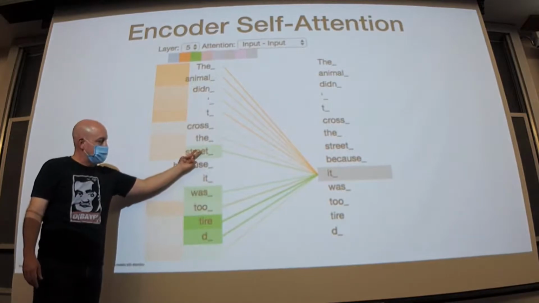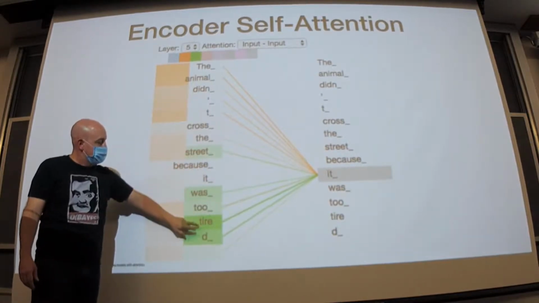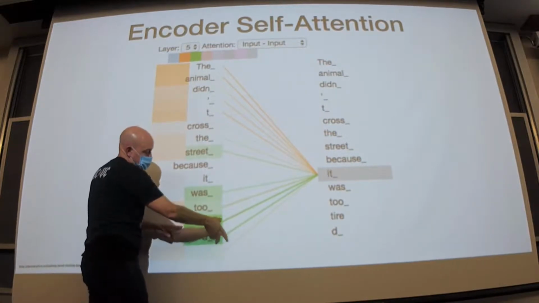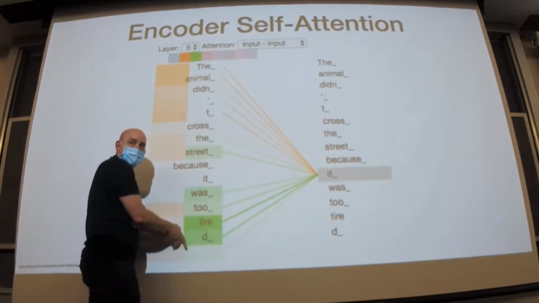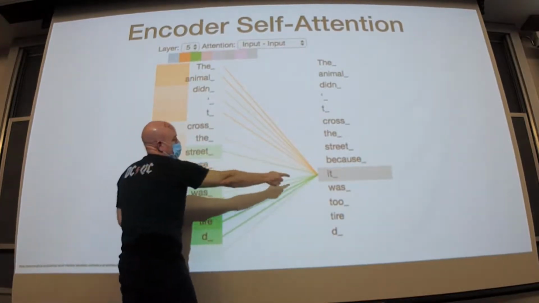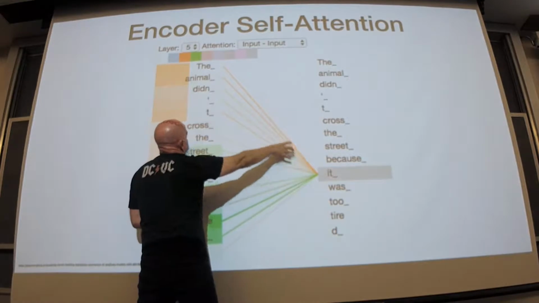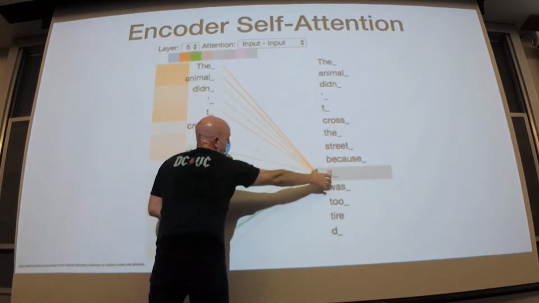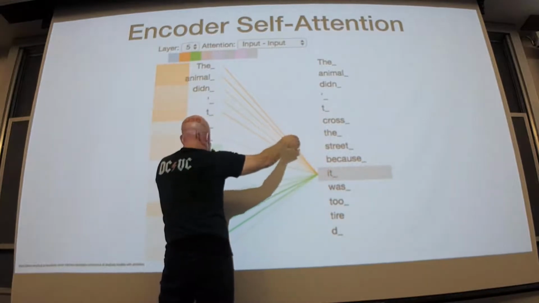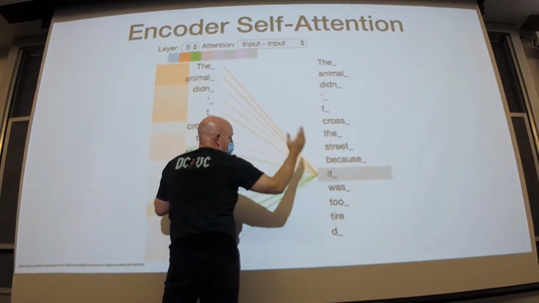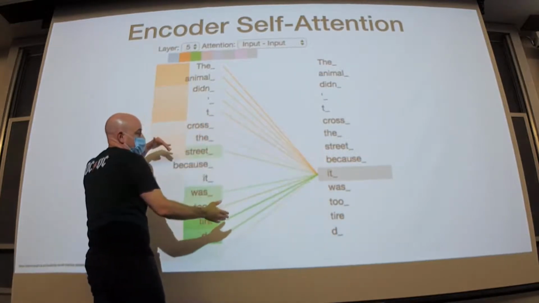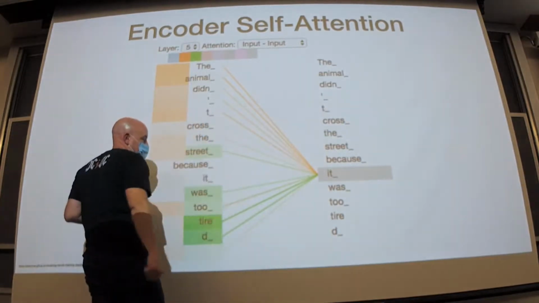There's a kind of weaker reference to street, but it's mostly paying attention to tired here. So this "it" refers to the animal. This head is basically saying, okay, we know we're paying attention to this because that makes semantic sense, even though it's not learning semantics, but it's learning something like that from all the pairs, or from all the examples it's seen.